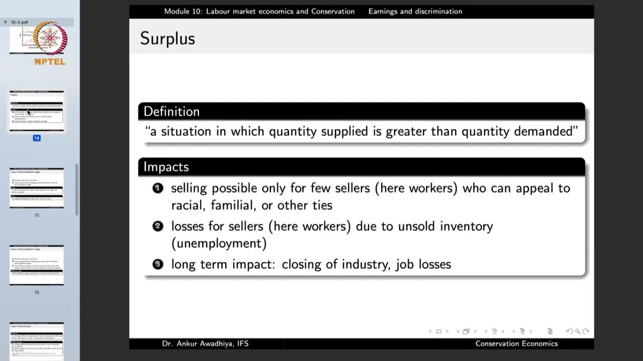Impacts. Selling is possible only for a few sellers, in this case workers, who can appeal to racial, familial or other ties. What we are saying here is that in the case of minimum wages, because there is less demand, there is a huge amount of supply, so not everybody gets paid, not everybody gets work, and those people who can appeal to, say, familial ties or their cultural ties or their linguistic ties, they might get an employment and other people will not get an employment.